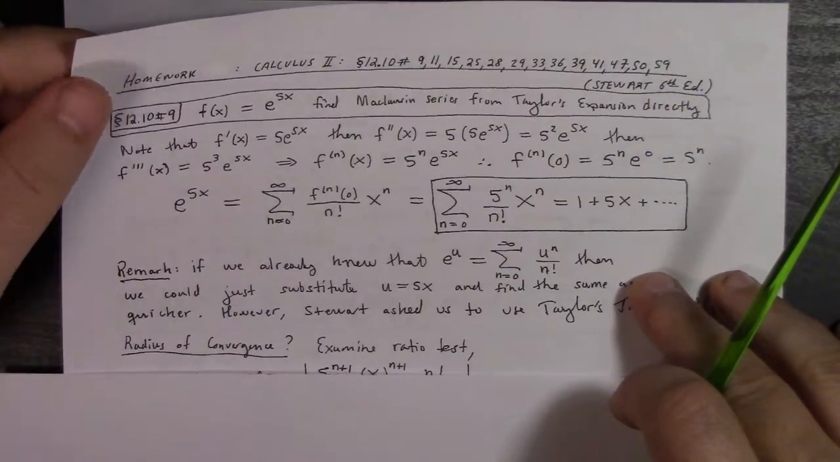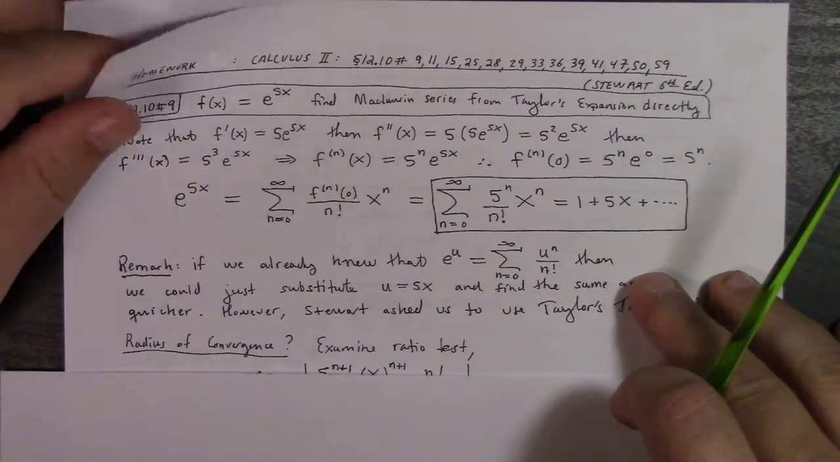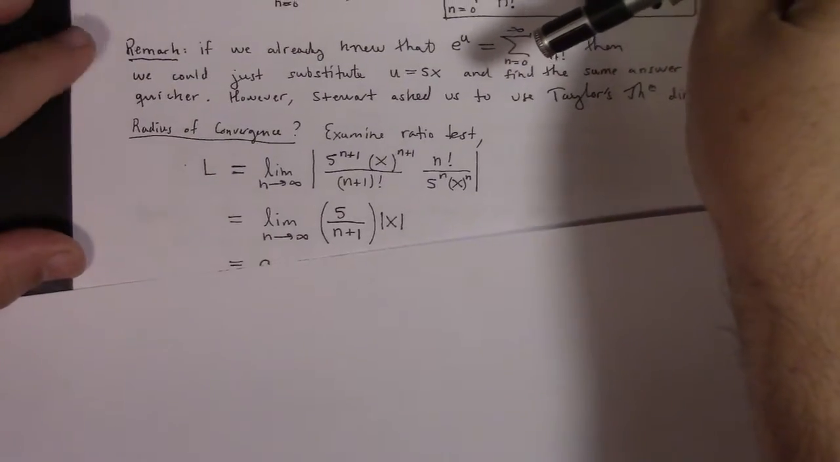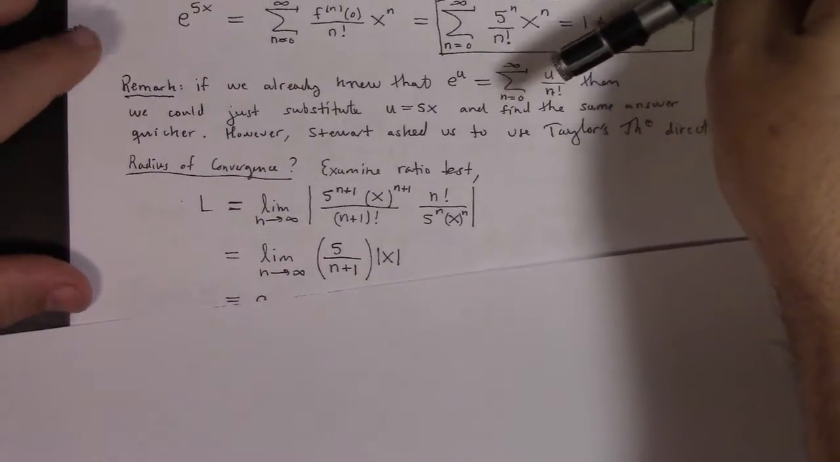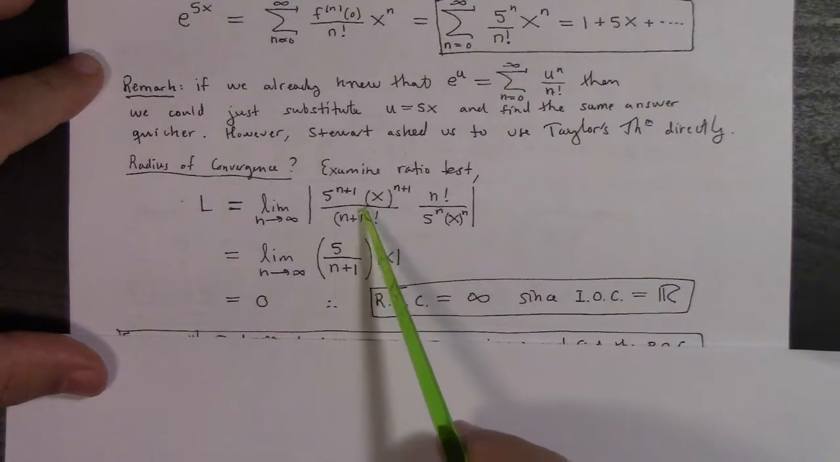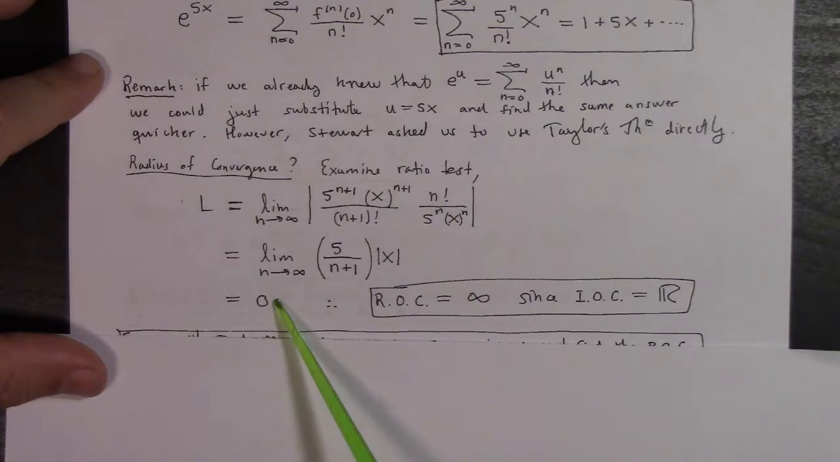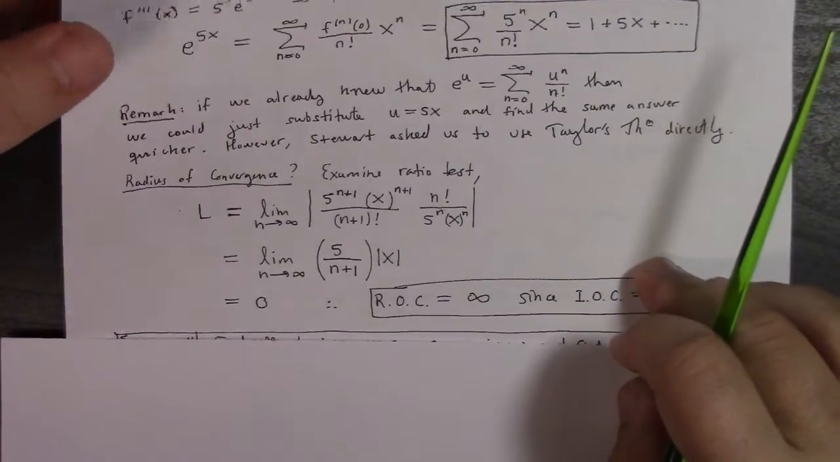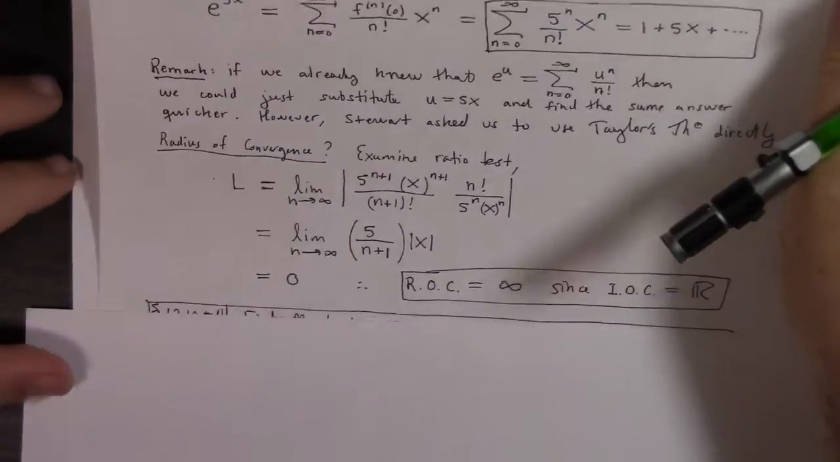What's the radius of convergence for this thing? Well, if you look at the ratio test for this one, it's kind of big. The ratio test here, if you do it, works out to 0, which means the radius of convergence is infinity, and the interval of convergence is the whole real line. All right.